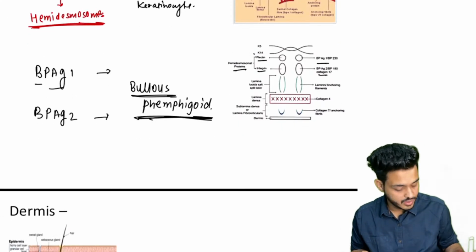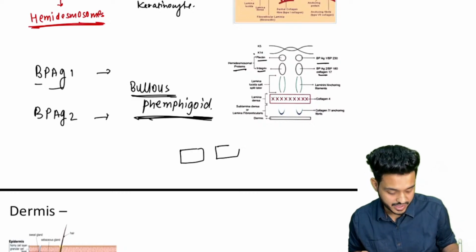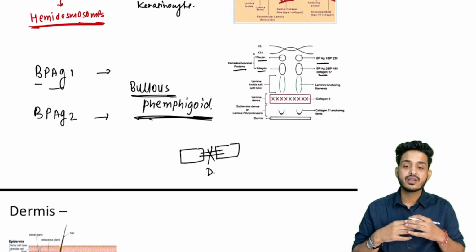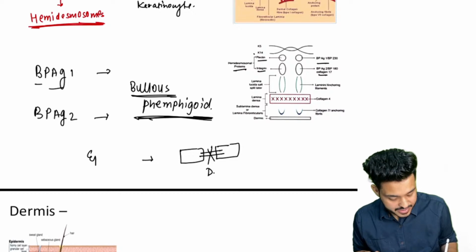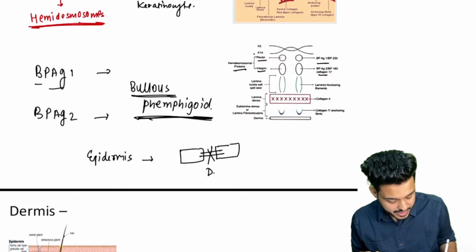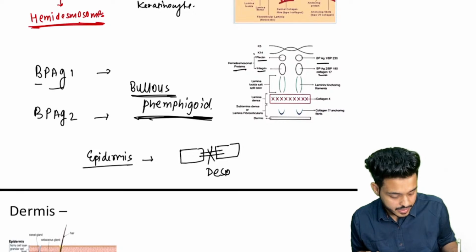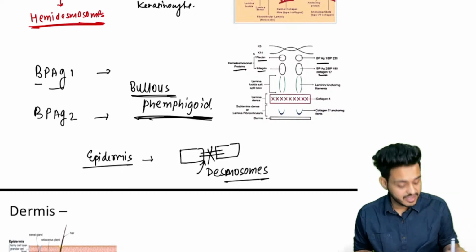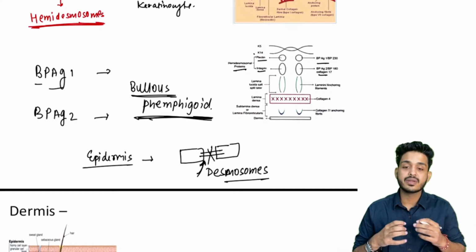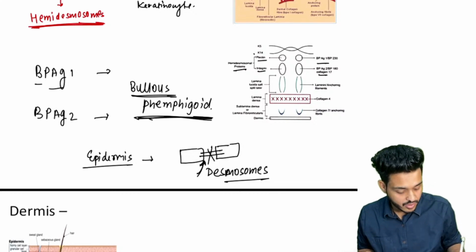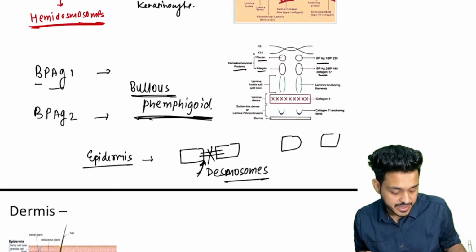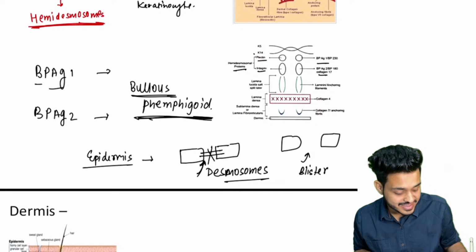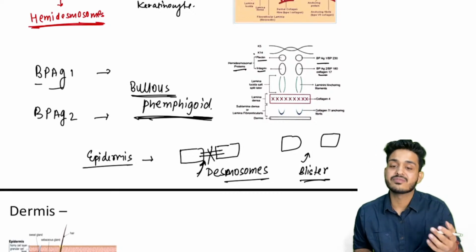Now look here, these are two keratinocytes. If there is a defect in the desmosome between these two, then what will happen? They are present in the epidermis, right? Desmosomes are in the epidermis. Now what will happen if the defect is in the desmoglein? The epidermis will loosen apart. These two cells will go apart, they will become acantholytic cells, and this will form a blister. A blister will form here, and this is known as pemphigus. Okay?